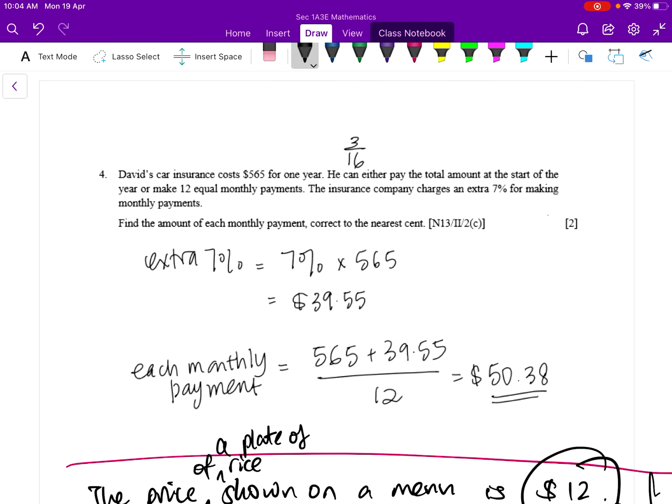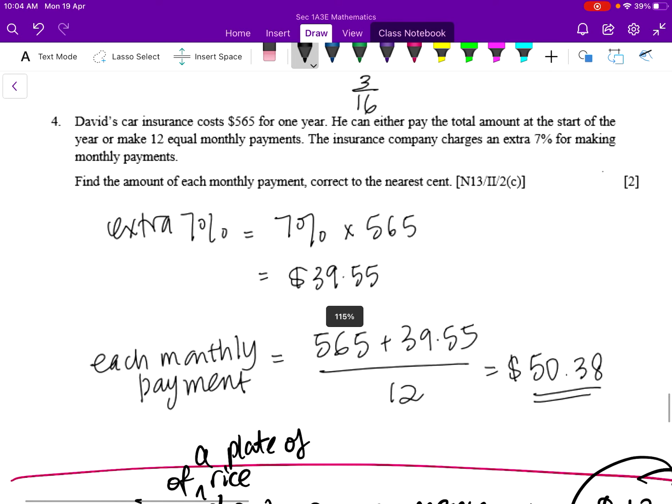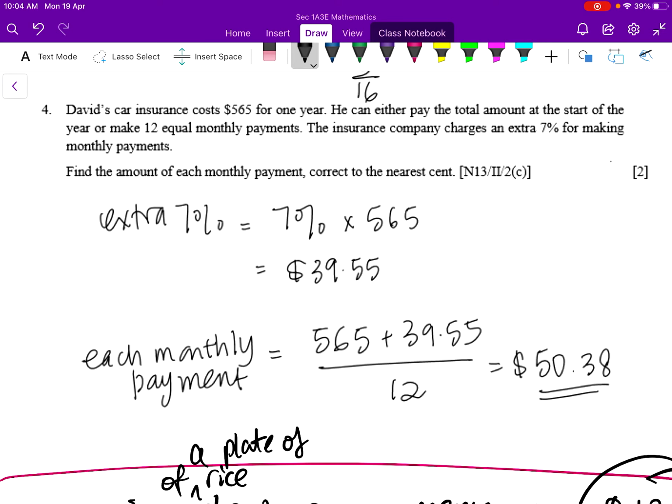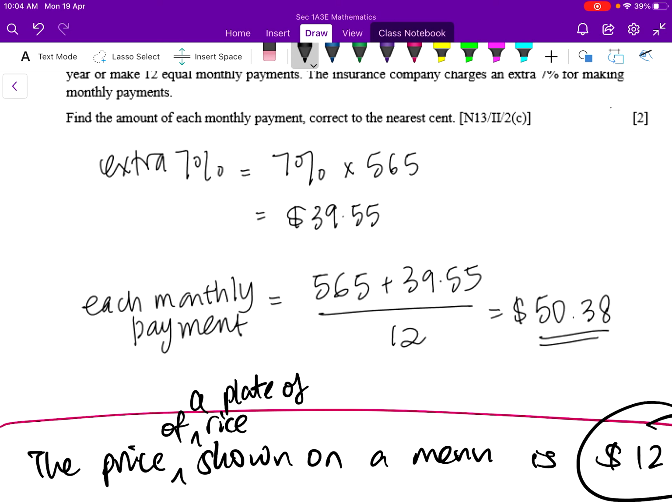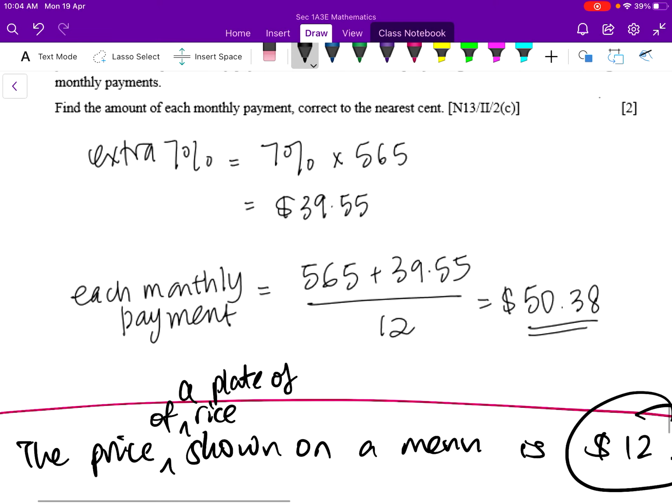David's car insurance, 565 for 1 year. He has an option. He can pay the total, or he can make 12 equal monthly payments. And the company charges 7% extra if you pay monthly. So find the amount of each monthly payment. The extra amount is 39.55. So just add it, divide by 12, get the answer. 50.38. Simple.